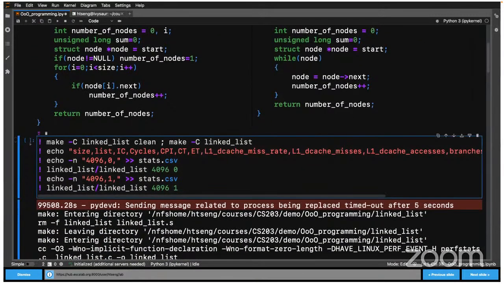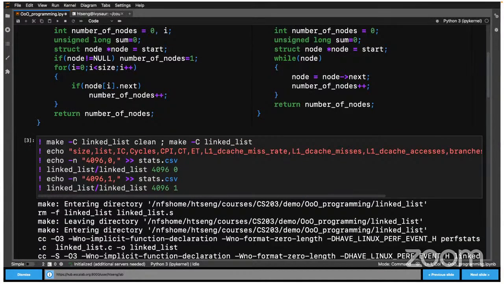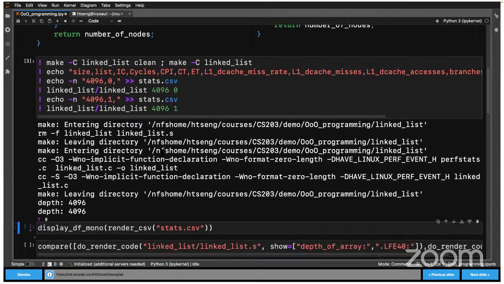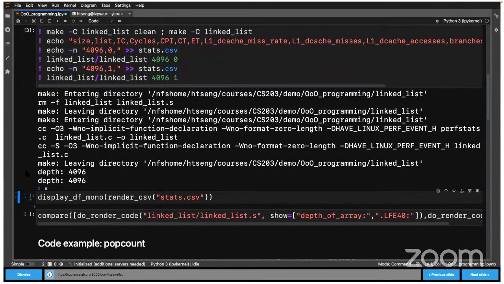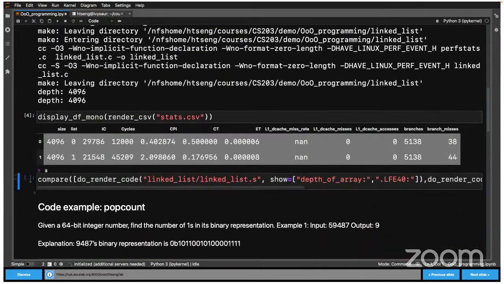Suppose the linked list should be faster, because you might traverse fewer nodes if we don't use all of them in the array. And for the array, I just keep traversing every element. Here I create the code and run them, and both of them show the same depth. Boom, my coding is correct. But let's look at how fast they execute.